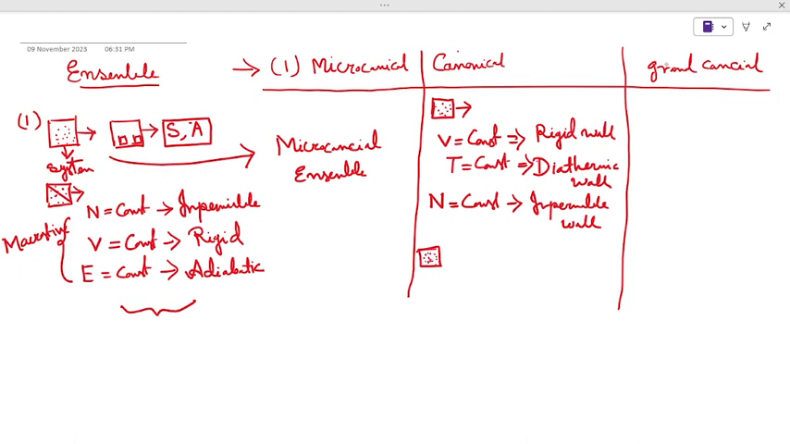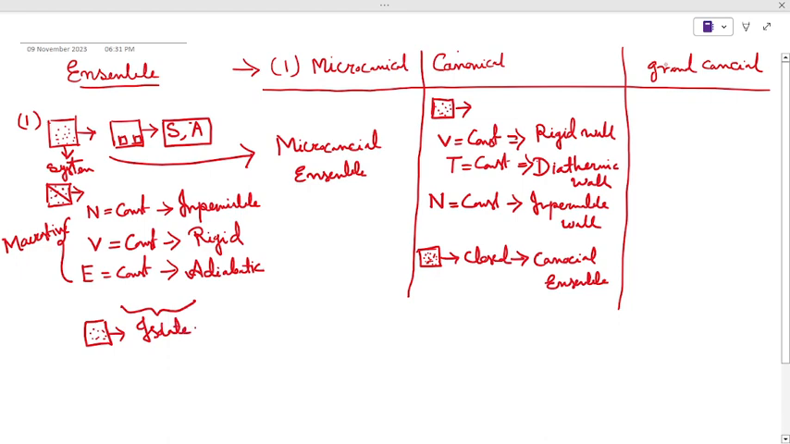I hope you already studied closed systems and open systems in your BSc or higher secondary. So if the system is closed, then from a statistical point of view, we link it with the canonical ensemble. I hope you understand. And in the microcanonical ensemble, the system will be isolated. I forgot to tell you about this. An isolated system is studied under the microcanonical ensemble. I hope you understand this.